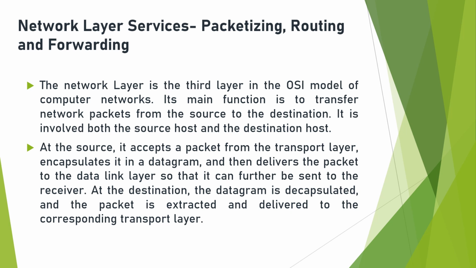Network layer services: packetizing, routing, and forwarding. The network layer is the third layer in the OSI model of computer networks. Its main function is to transfer network packets from the source to the destination. It involves both the source host and the destination host. At the source, it accepts a packet from the transport layer, encapsulates it in a datagram, and then delivers the packet to the data link layer so that it can further be sent to the receiver. At the destination, the datagram is decapsulated and the packet is extracted and delivered to the corresponding transport layer.